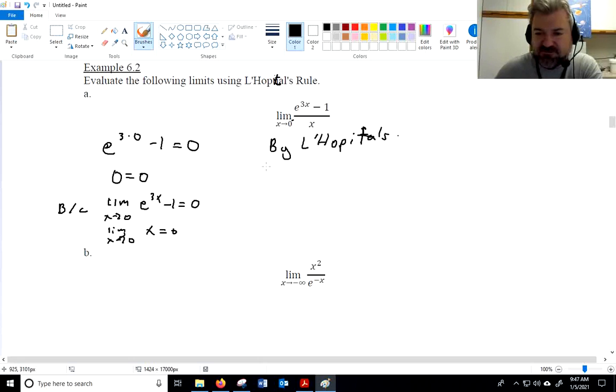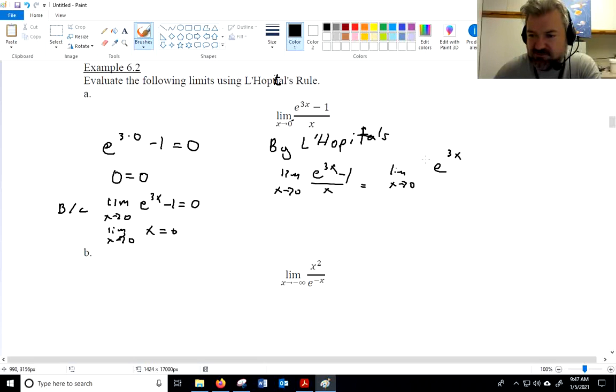But it's L'Hopital's rule. All right, so by L'Hopital's, we know that this limit of e to the 3x minus 1 over x must be equal to the limit as x approaches 0 of, we take the derivative of the top, which is e to the u times u prime, and the derivative of 1 is 0, and the derivative of x is just equal to 1. So we now plug in 0, and e to the 0, sorry, e to the 0 is 1, times 3 is 3. And so 3 over 1 is 3. And so that's kind of how it works.